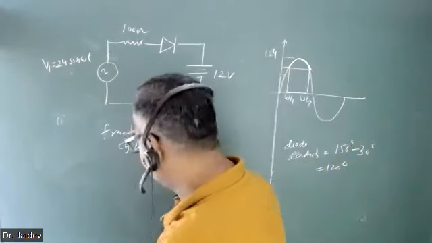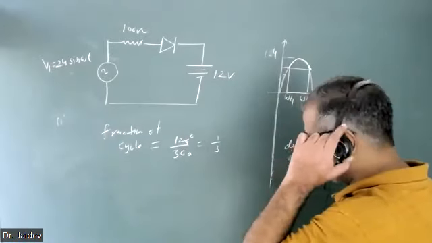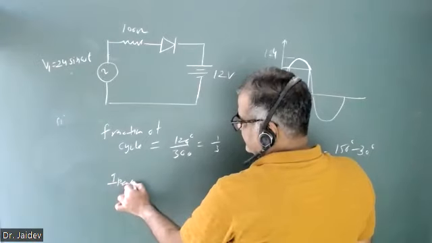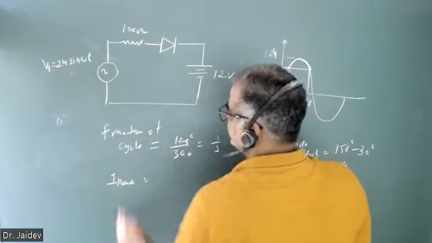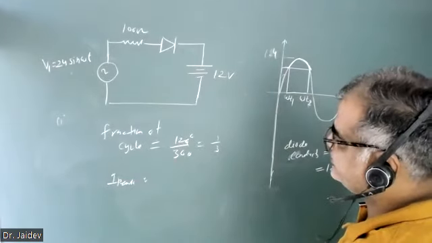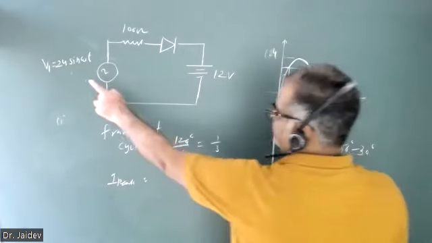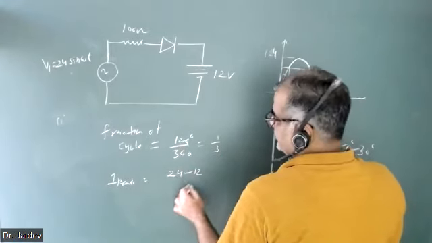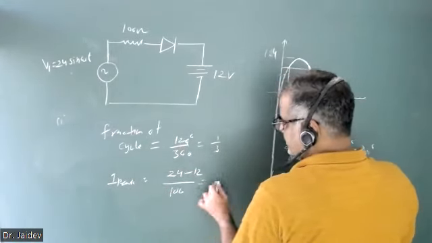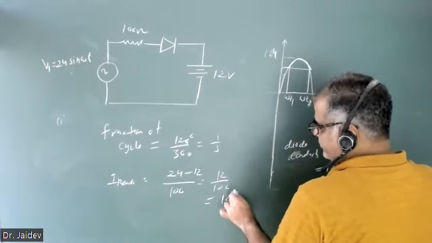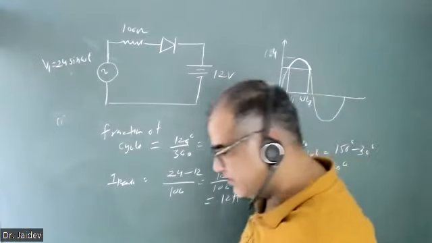OK, and what is the peak value of the current? The peak value will be when the voltage is also at its peak. So how much will the peak value be? When this is 24 and this is 12, OK, upon 100 ohm. So this will be 12 upon 100. This will be 0.12 ampere, the peak current of the diode.